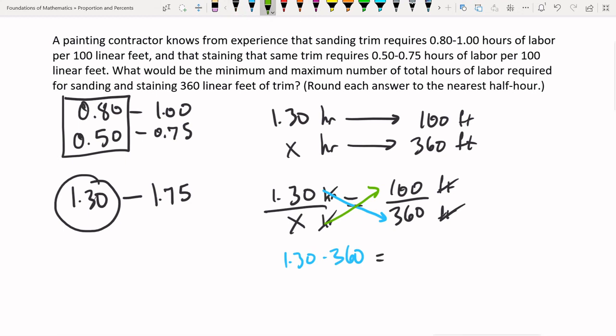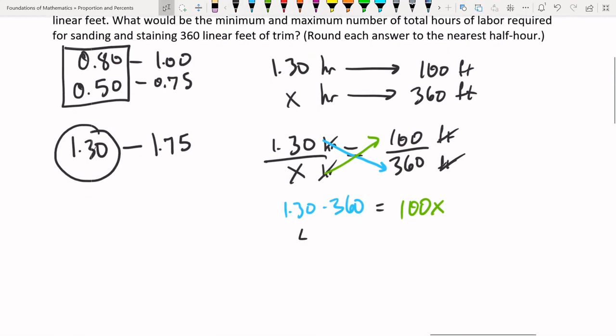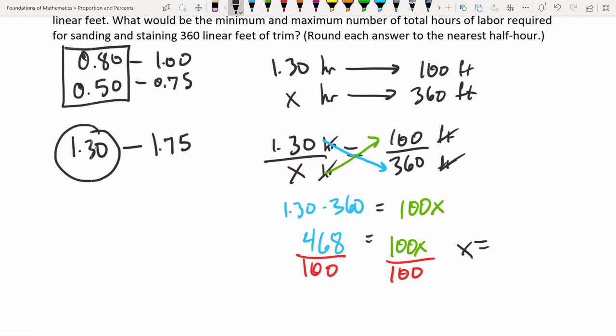This is going to equal x times 100, which is just 100x. 1.3 times 360 is 468. And we have 100x still. That's the cross multiplication. Now we divide, always by the number that's in front of x. So x equals 4.68, and x is in hours. So this right here is going to be the minimum number of hours required.